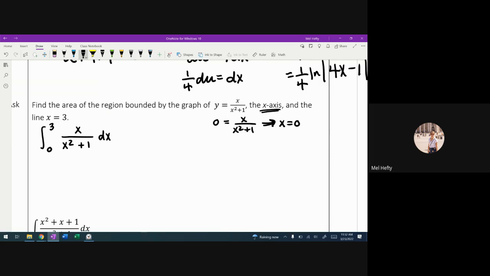I claim this question needs u-sub. Do you agree with me? Yes, for sure. All right, there is a function inside a function. It's kind of like a function inside a fraction. So what would you guys set u equal to?